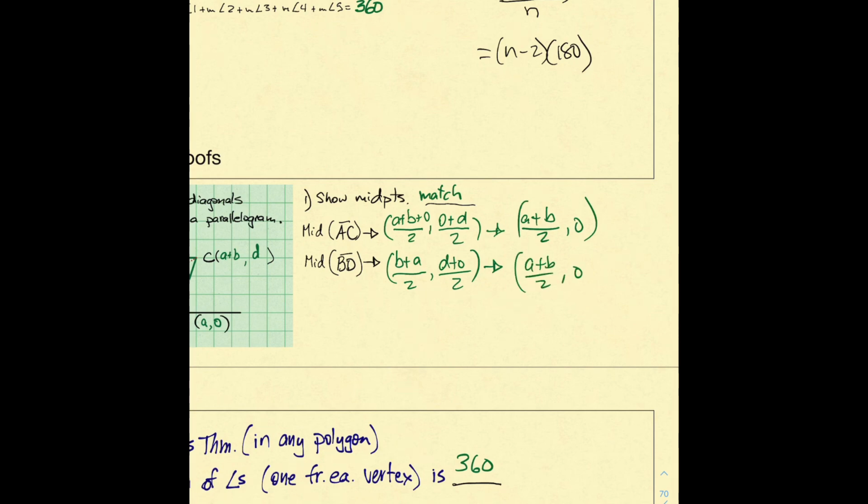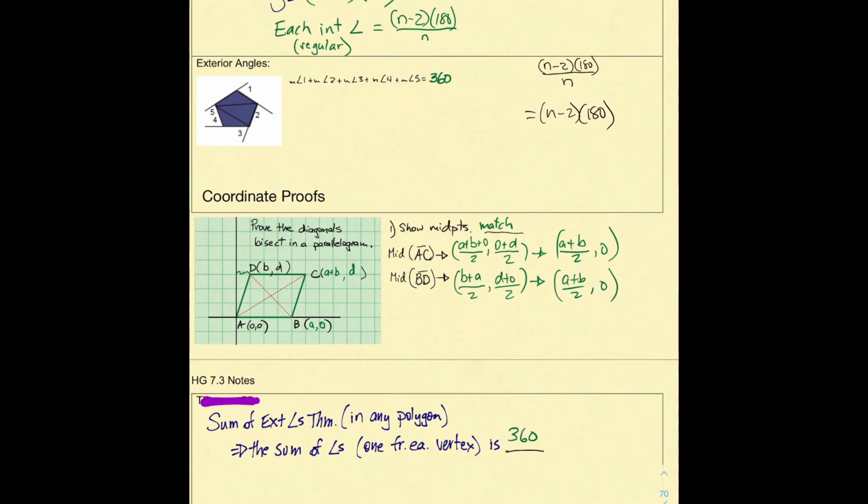A plus B divided by 2, and it is my lunchtime. All right, so notice we've matched these two things up. Therefore, these two have the same midpoint. They bisect each other. They cut each other in half. Okay? All right.